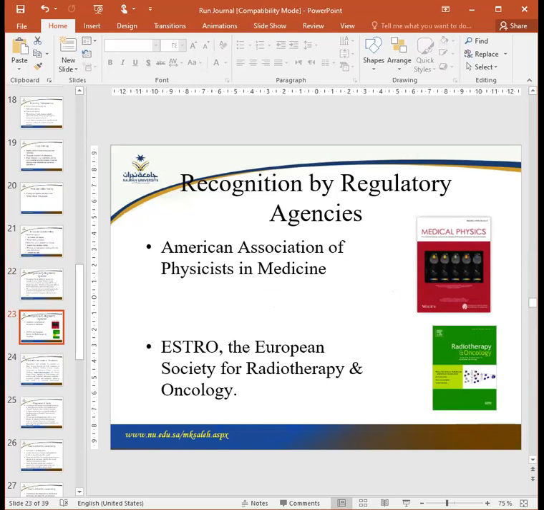Okay, this is an example of two journals linked with a society. First, the Medical Physics Journal. It is my specialty; I'm a medical physicist. The Medical Physics Journal is connected with the American Association of Physicists in Medicine. And the second one is Radiotherapy and Oncology, which is connected to ESTRO, the European Society for Radiotherapy and Oncology.